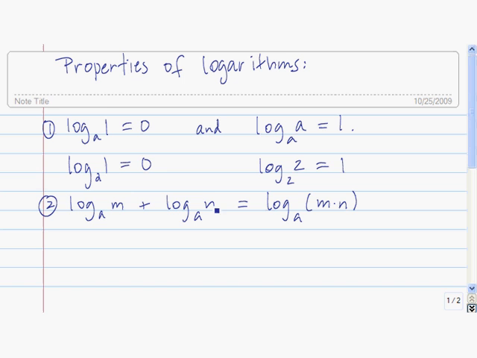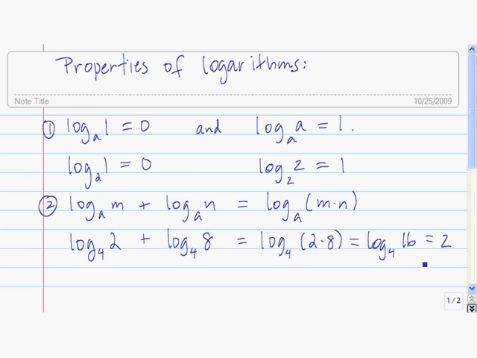So let me show you a specific example of this one. Okay, log base 4 of 2 plus log base 4 of 8. These two logarithms have the same base. So what I can do is I can say that they are equal to, again, log base 4 of 2 times 8. So that's log base 4 of 16, and that's equal to 2 since 4 squared is 16.